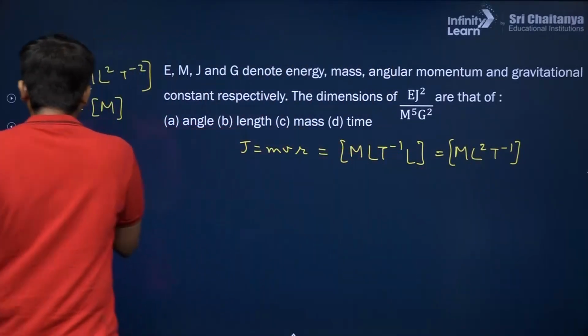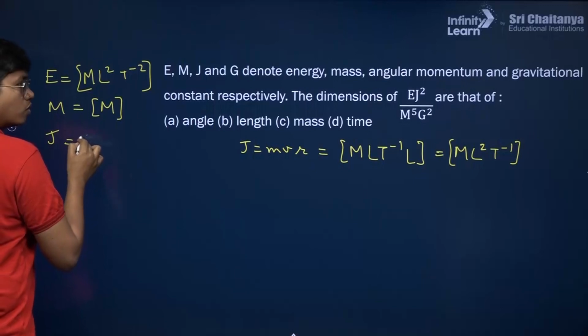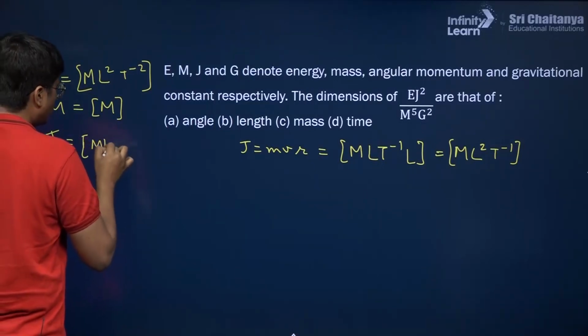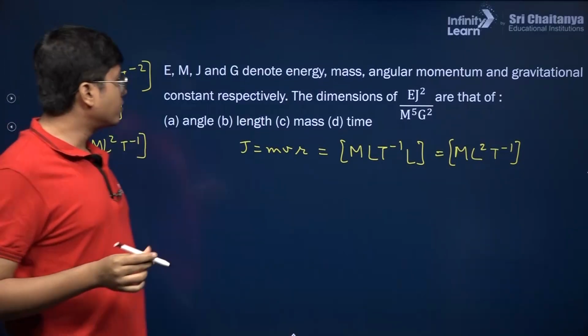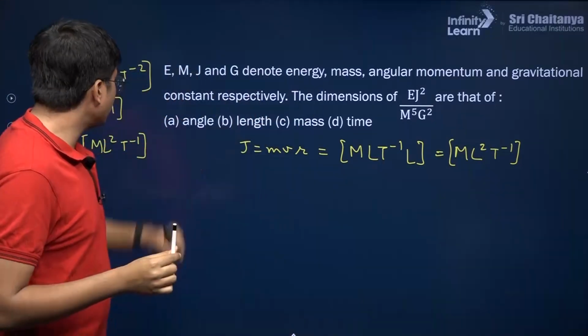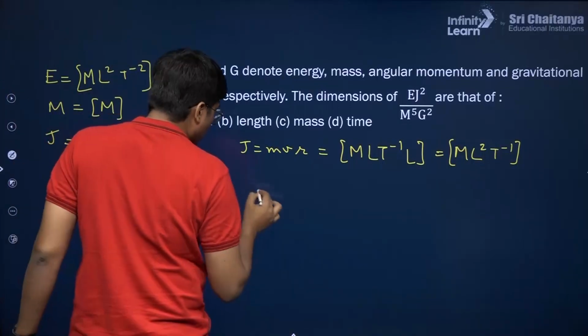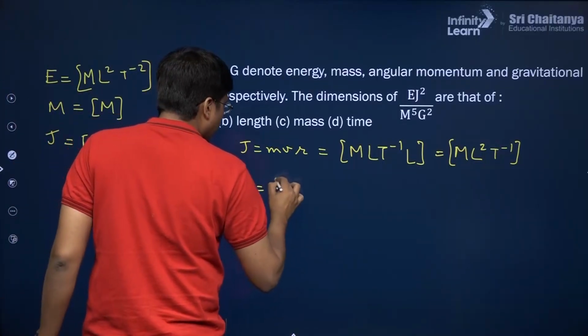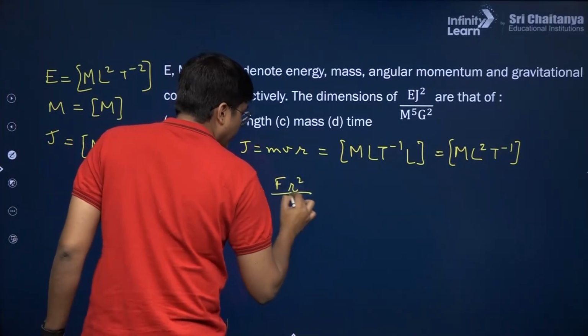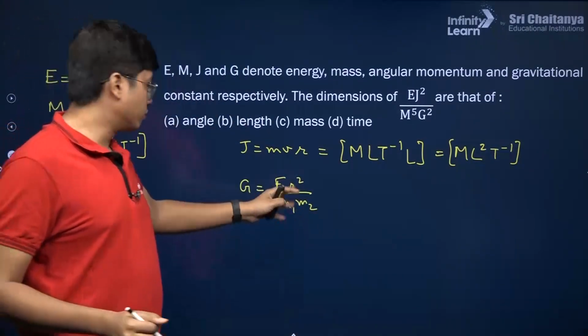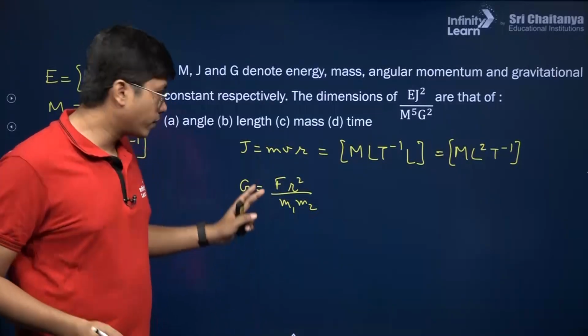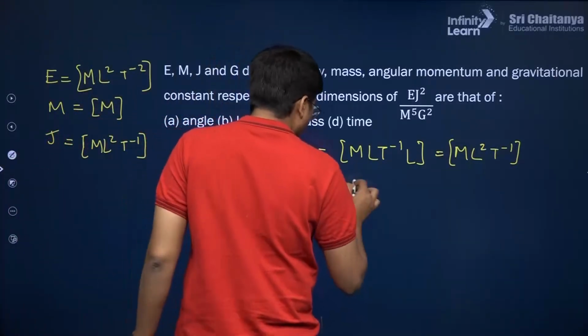Next quantity, let's put that in here: J is equal to mL²T⁻¹. After J, we have the gravitational constant. For the gravitational constant, we'll use G is equal to Fr² divided by m1 m2. It comes straight from Newton's law of gravitation, F is equal to Gm1 m2 by r². So let's put it in.